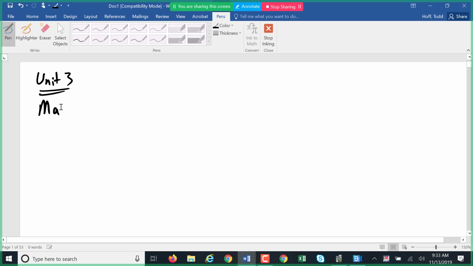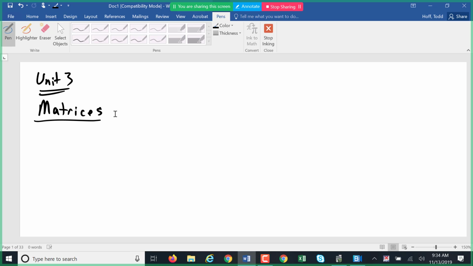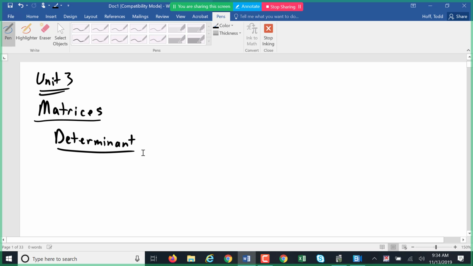But we've been talking about matrices, and we looked at inverses and matrix operations and all that. But what we want to look at today is something called a determinant. And a determinant is a property of special types of matrices. By special types, I mean square matrices.